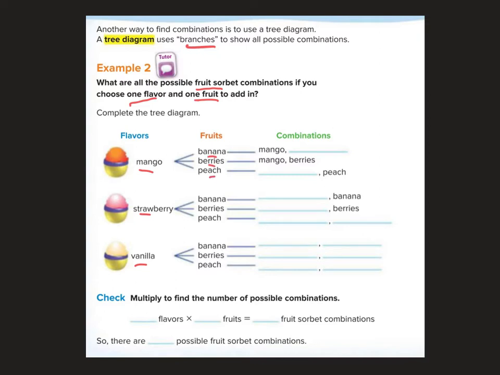So we could do mango, banana. Notice how I just followed the branches. Mango, banana. Mango, berries. Mango, peach. Strawberry, banana. Strawberry, berries. Strawberry, peach.